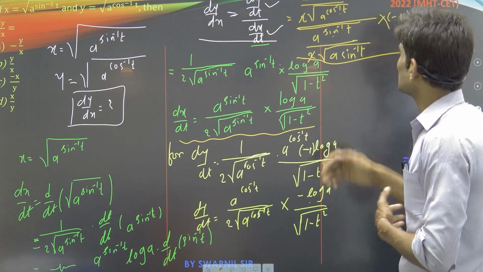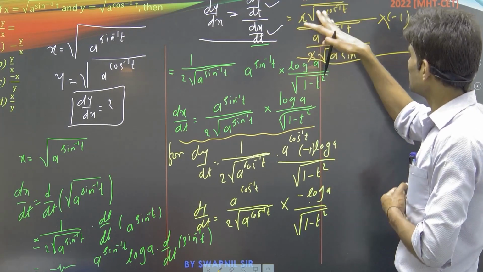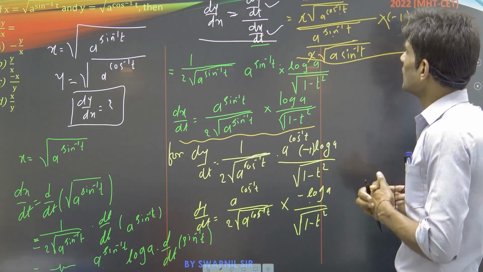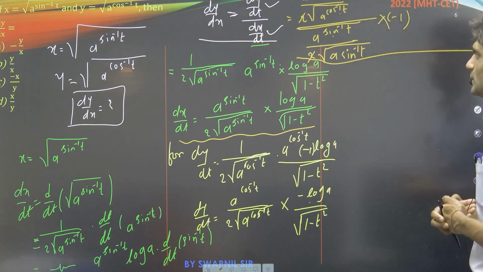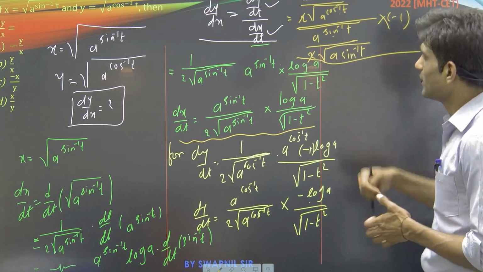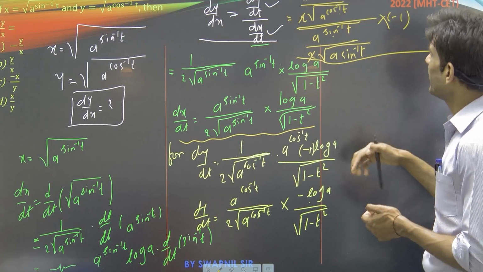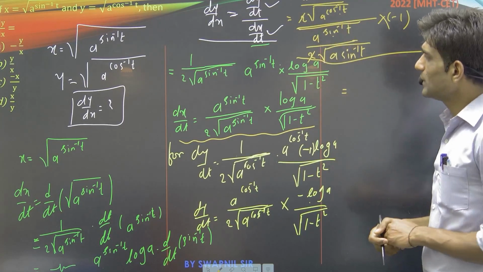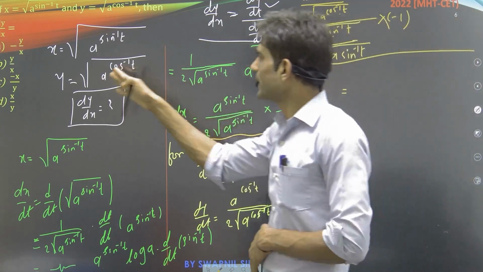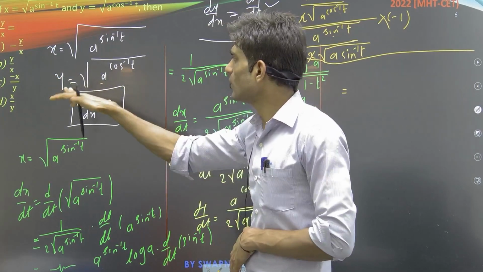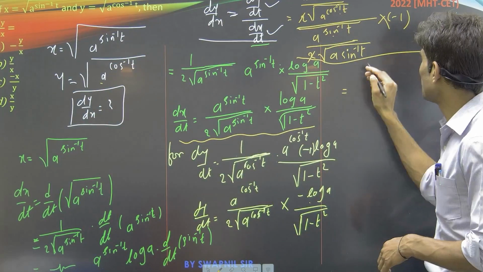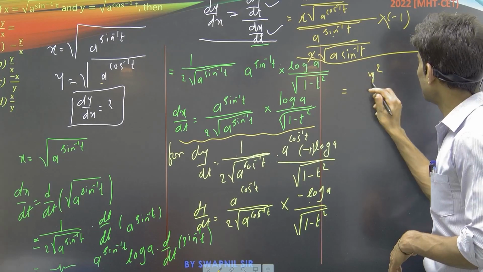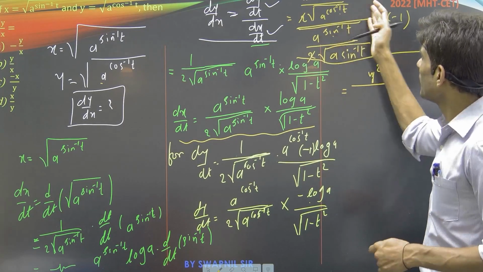So a to the power cos inverse of t divided by 2 times square root of a to the power cos inverse of t, and similarly a to the power sine inverse of t. Okay, substitute the values here. So a to the power cos inverse of t. If we take the square on both sides, we get y square as a to the power cos inverse of t. So we write y square divided by a to the power cos inverse of t.